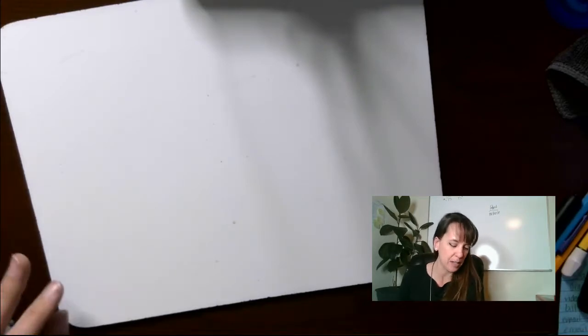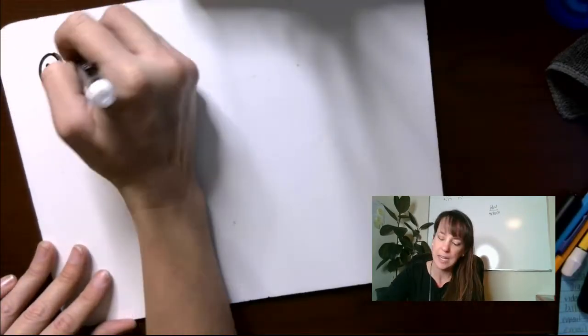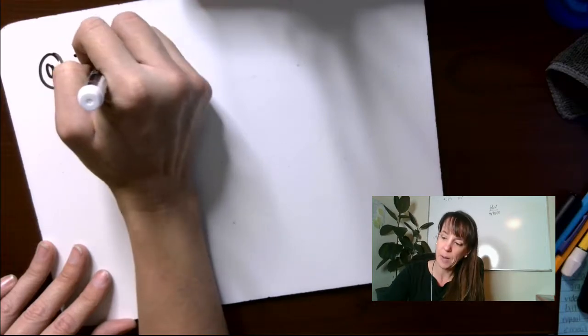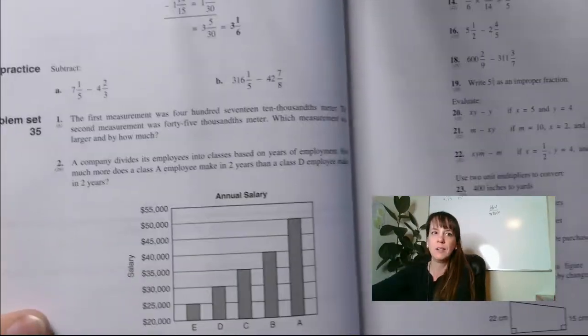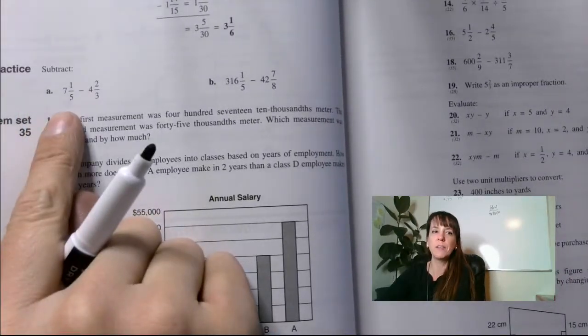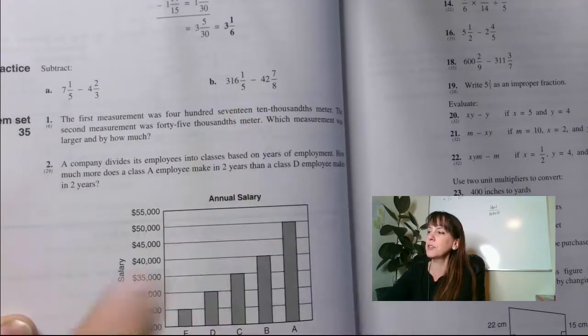All right, on page 116, we have the practice problems. Go ahead and try those and then come on back. Let me show you those. So your practice problems are 7 and 1/5 minus that. There you go. Practice those 2 problems and then come on back.